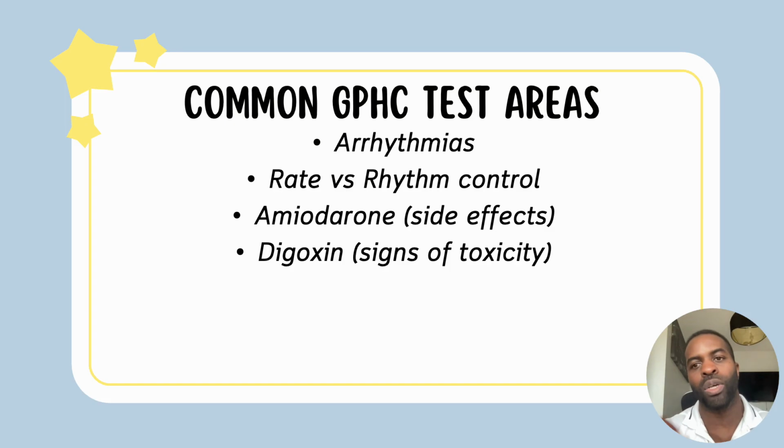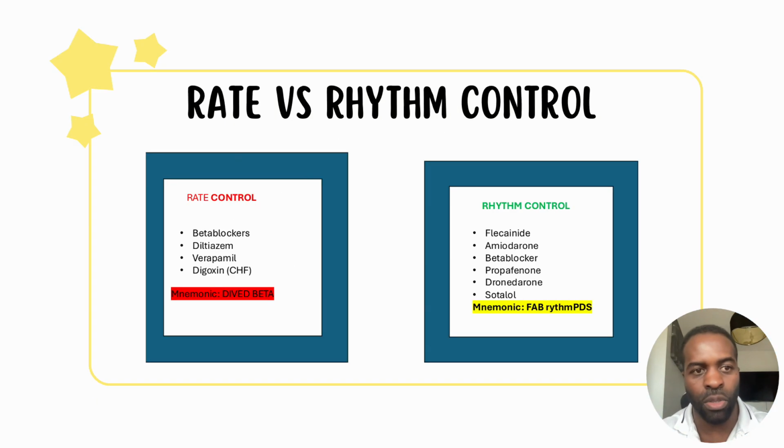So the first thing we want to look at is rate control versus rhythm control, and what drugs are used for both. So with your rate control, you're looking at mnemonic DIVED better. They're going to test you. A question that came up in the GPhC exam was, which of these drugs is used for rhythm control, or which of these drugs is used for rate control? So you need to know your rate control drugs. Mnemonic DIVED better. So beta blockers, diltiazem, verapamil, and digoxin. These are the ones that are used for rate control.